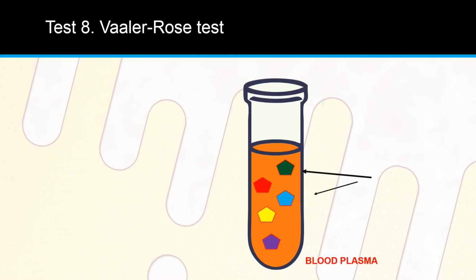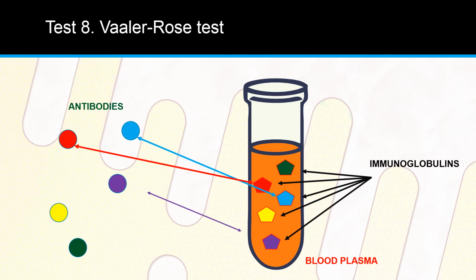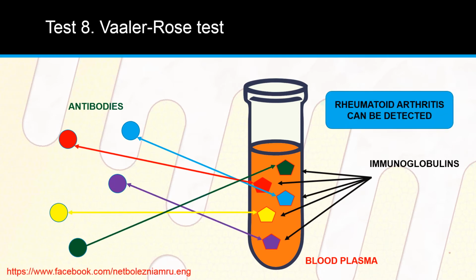Eighth test, Waaler-Rose test. This assay consists of targeting antibodies against plasma immunoglobulins. Using the Waaler-Rose test, rheumatoid arthritis can be detected.